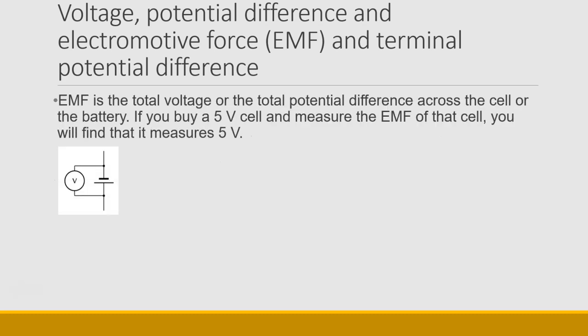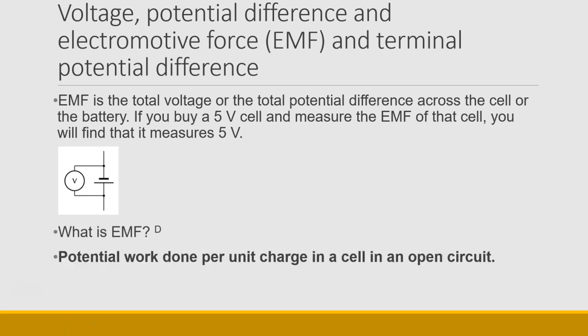Now, what's EMF? EMF, or electromotive force, is the total voltage or the total potential difference across the cell or the battery. So if you go to the shops and you buy a 5-volt cell, if you had to measure the EMF or the voltage of that cell, you would find that it measures 5 volts. Let's define EMF. It is the potential work done per unit charge in a cell in an open circuit.